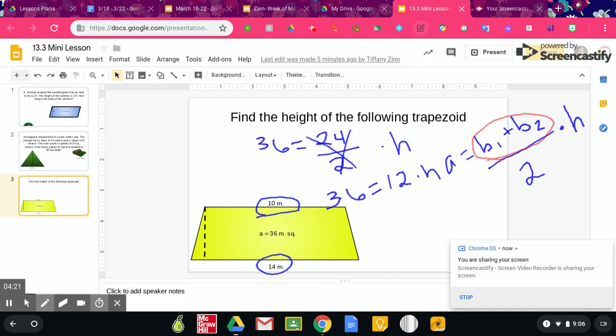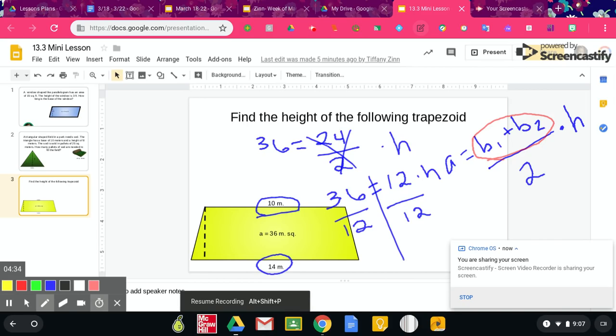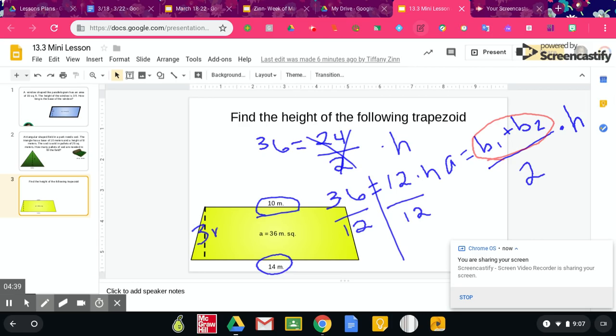And remember, we're trying to find the height, so H. All right, opposite of multiplying by 12 is to divide by 12. And 36 divided by 12 is 3. So the height of this trapezoid is 3 meters. All right, make sure you have all that copied down and then go on to the next assignment.